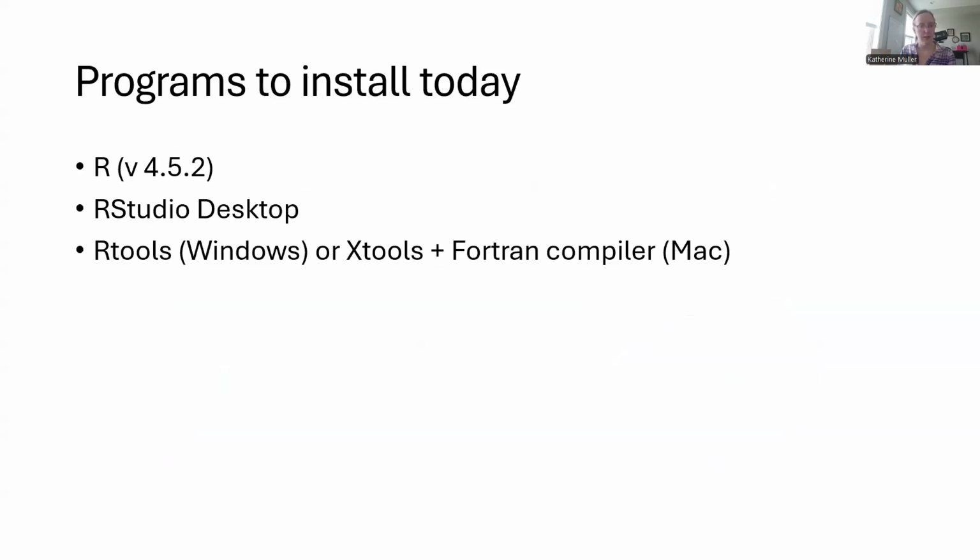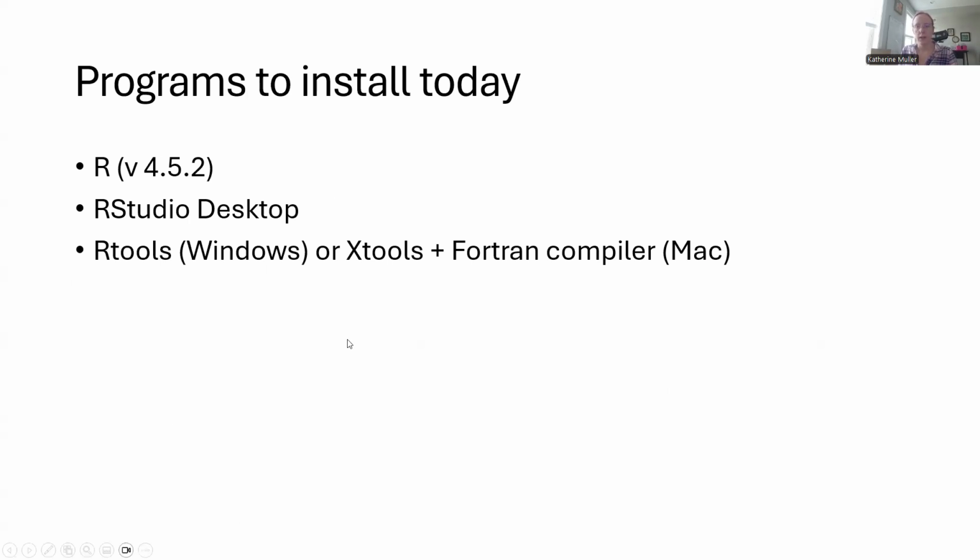So let's get started. There are three pieces of software I will demonstrate installing. There's the main R software, the most recent version, the RStudio desktop software, and then the RTools for Windows. If you're a Mac, I won't demonstrate this, but there's a couple other pieces you'll need to use the Bayesian packages.